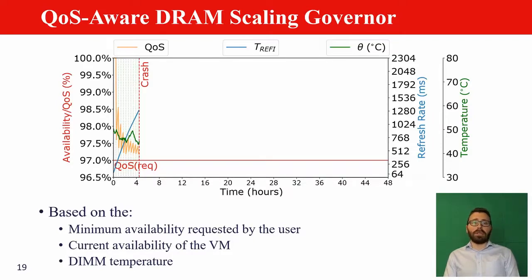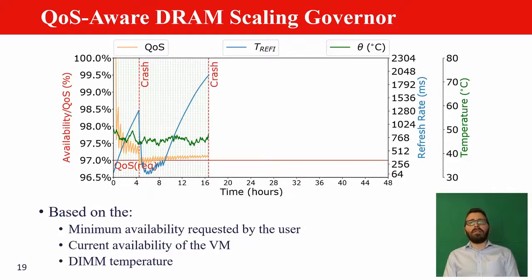As expected, we see that the governor relaxes the refresh as long as the user constraints are met. Initially, the quality of service of the virtual machine starts at 100%, and then it decreases since each checkpoint makes the system unavailable for a duration. Whenever the virtual machine crashes and needs to be restarted, the quality of service may be lower than the one requested. In this case, the governor quickly reduces the refresh rate to a more nominal state.